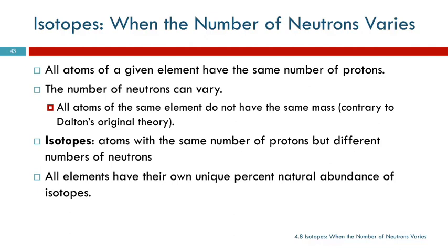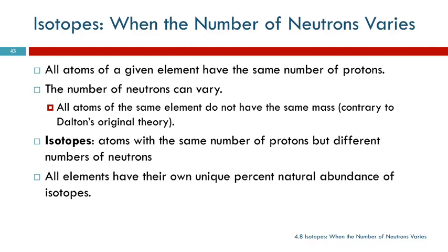So how do you know which elements have isotopes? Well, this information is not on the periodic table. Some elements have 2 isotopes, some have 3 or 4. Some elements don't have any isotopes. All of their atoms have the same number of neutrons. So it just depends on the different element.